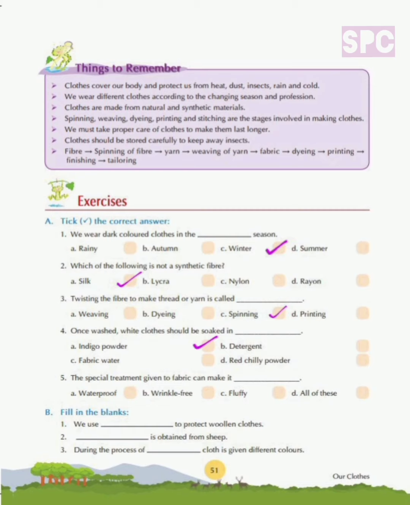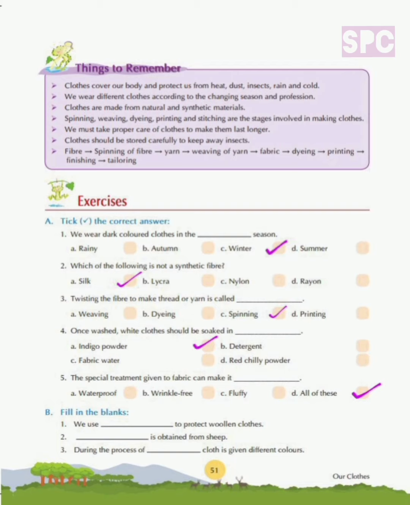Question number 5. The special treatment given to the fabric can make it dash: waterproof, wrinkle free, fluffy, all of these. So children, the answer will be all of these. Due to the special treatment given, the fabric becomes a little waterproof, wrinkle free and fluffy as well.